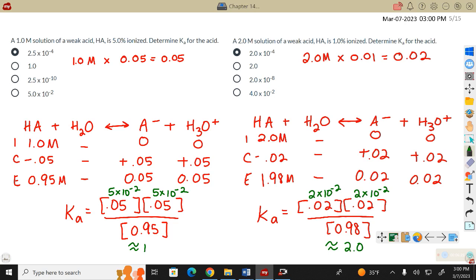Here we've got a percent ionization. We've got a random weak acid. Same general equation. I've got the percent ionization, and I can use that to determine the Ka. In order to determine the Ka, I somehow need to know the shift.